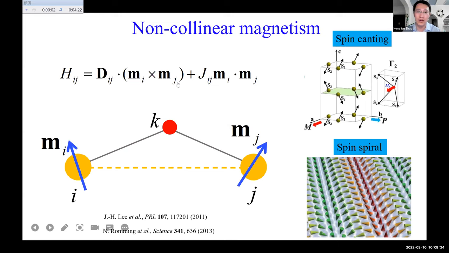In a real material, typically you have two interactions, the Heisenberg interaction and the DMI interaction. Because of that, Mi and Mj typically should be non-collinear, and this is widely observed in some bulk materials, for example, the spin canting in samarium ferrite and some spin spirals in bulk magnetic materials. So you will clearly see the non-collinear dipole patterns.